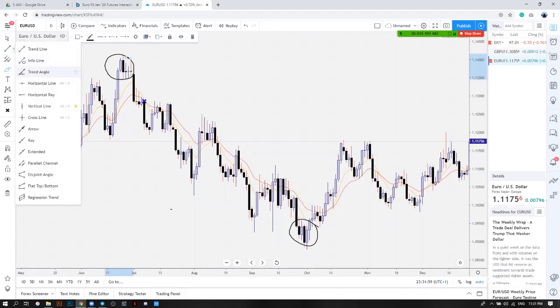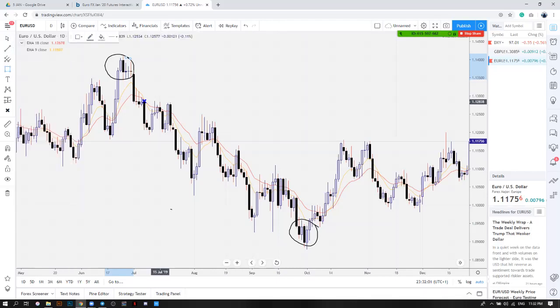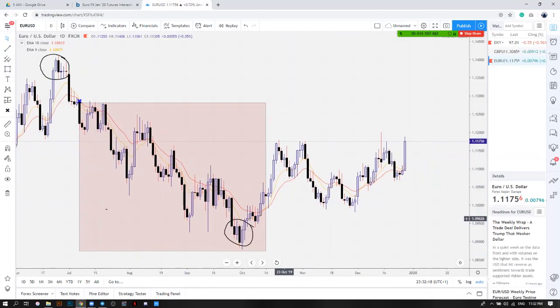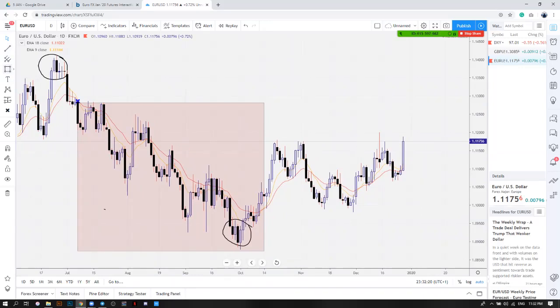So I'm going to box this out from the point where the EMAs cross. Notice how the 9 and 18 EMAs never cross until price gets to this region. They never cross until the market gets to that region. Immediately they crossed, the market went bullish.